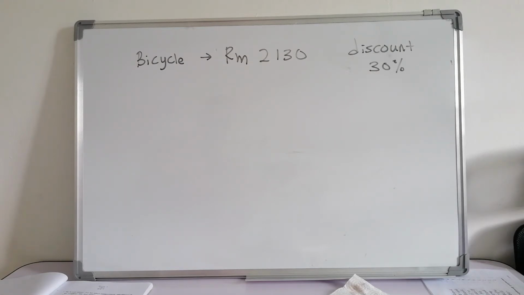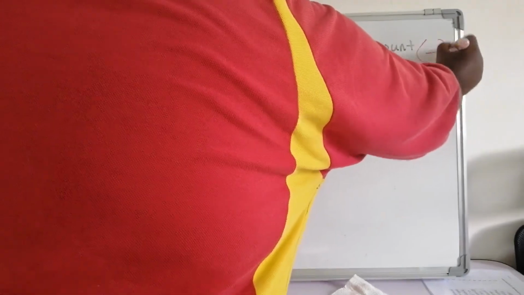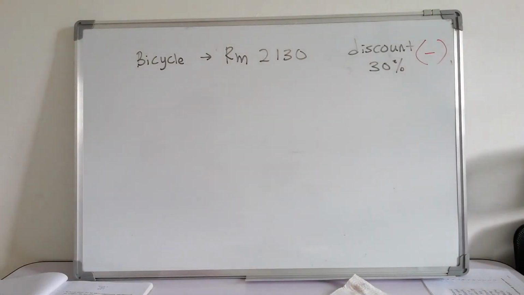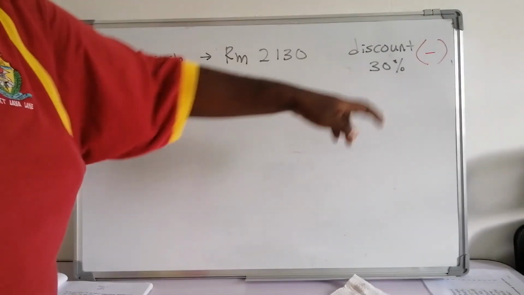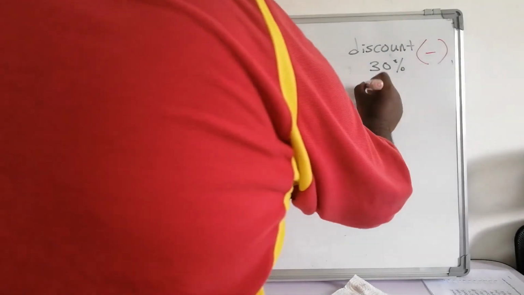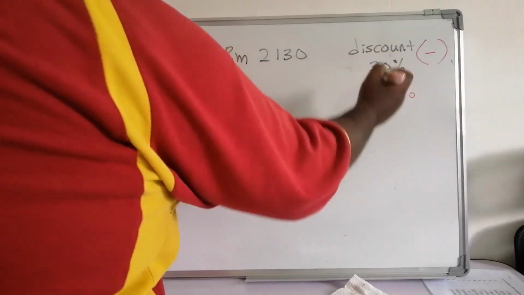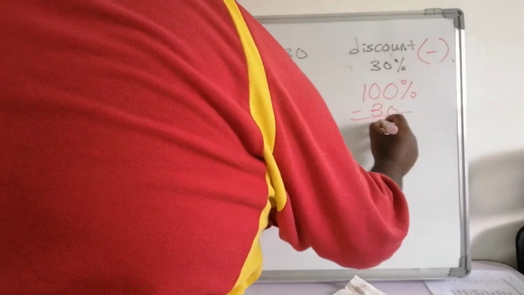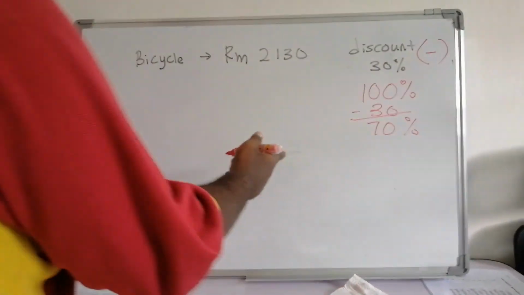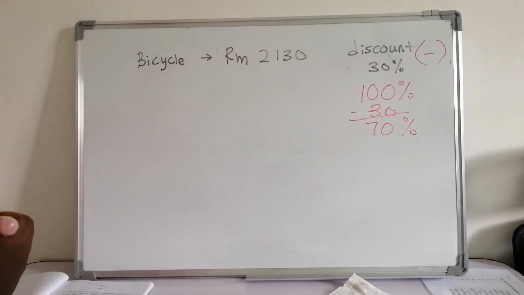So as I told you in the class, when we do discount, we must remember that discount is minus. People giving us less price from the original price, so we have to minus. So first, what do we have to minus? We have to minus 30% from 100%. First the price was 100%, now we minus the 30%. So we have to pay 70% out of the price.